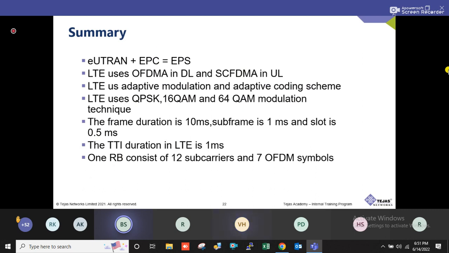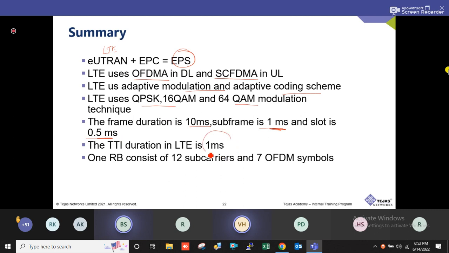So, quickly summarizing whatever we discussed so far. LTE, which is also called E-UTRAN, Evolved UMTS Terrestrial Radio Access Network, plus EPC becomes EPS, Evolved Packet System. LTE uses OFDMA in downlink and SC-FDMA in uplink. LTE uses adaptive modulation and adaptive coding. It uses QPSK, 16 QAM and 64 QAM as modulation techniques. The frame duration is 10 milliseconds. The subframe or TTI duration is 1 millisecond, and the slot duration is 0.5 millisecond.